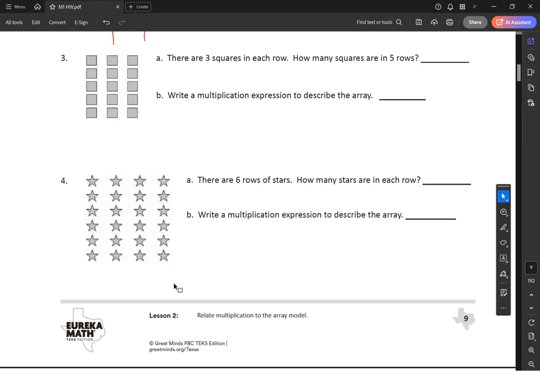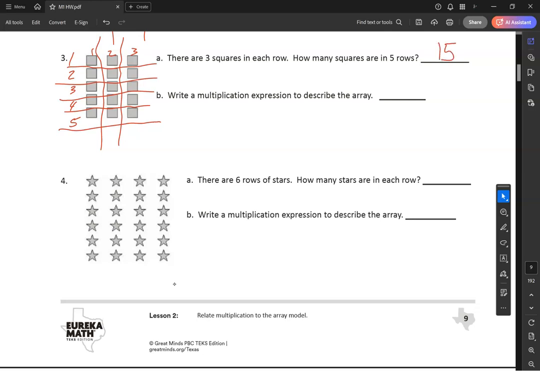Okay. Number three. There are three squares in each row. How many squares are in five rows? So we have one, two, three. We have one row, two rows, three rows, four rows, five rows, and we can do our columns as well. So there are three squares in each row. How many are in five rows? You can count them all and you get 15.